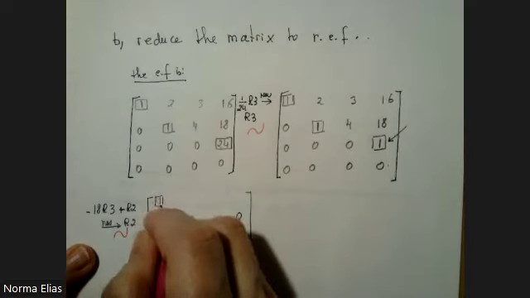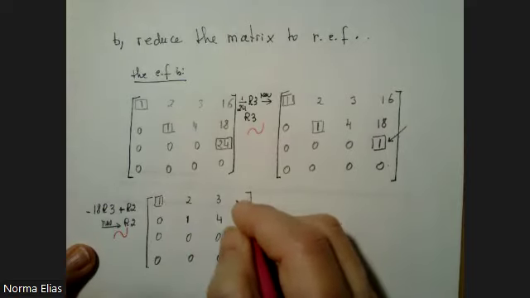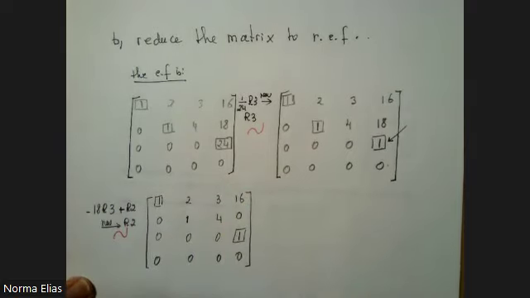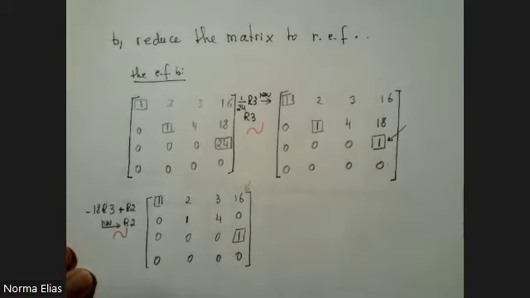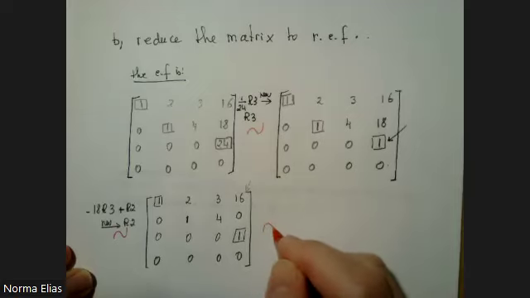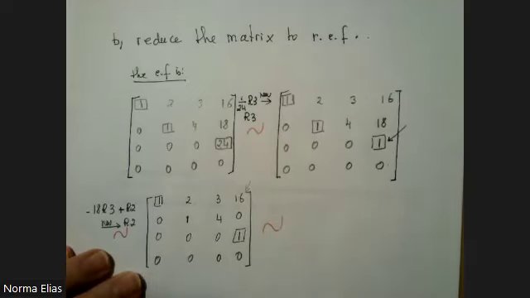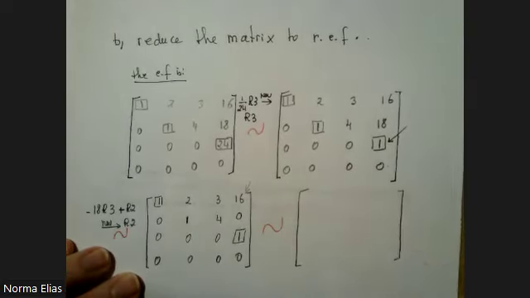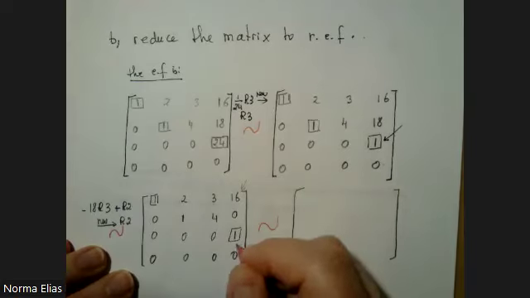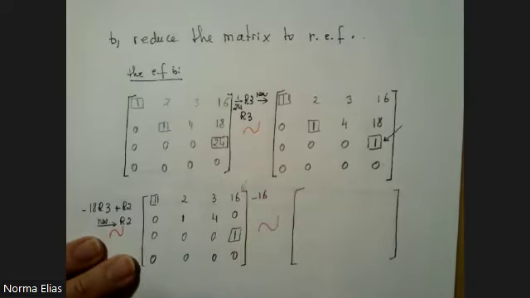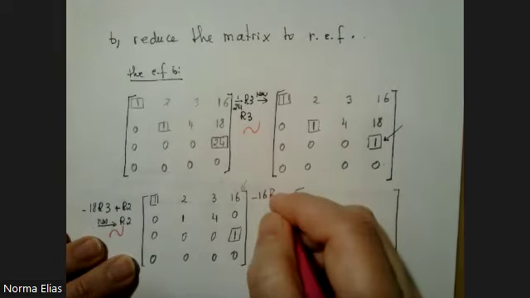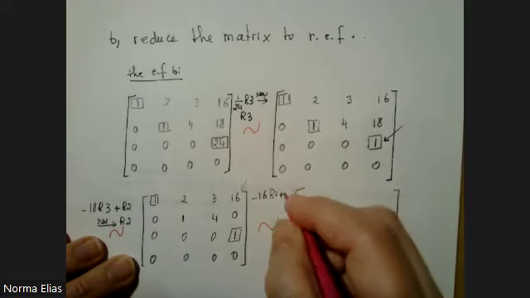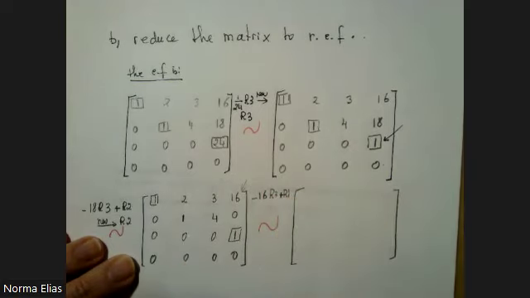So 1, 2, 3, 60. Okay, now I want to create a 0 in here. I'm going to do again another replacement. Replacement is the one you will use most. So this means that I'm creating a matrix which is equivalent to that because we're doing row operations. And so now I'm going to take the third row times minus 16, add it to the first one, because that's the 0 I want.